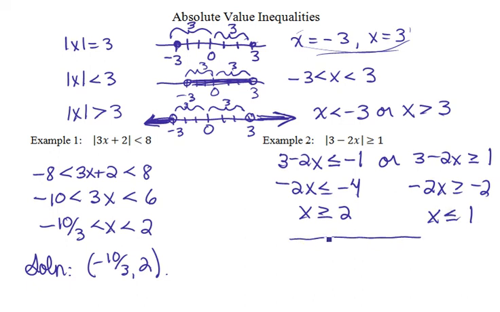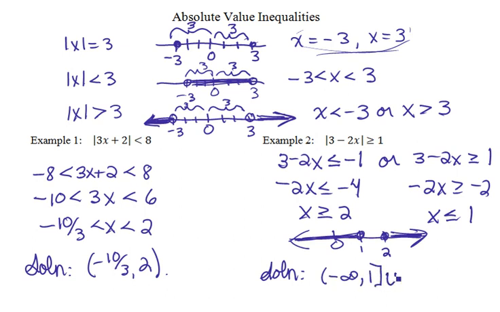Now if you have trouble thinking about how to write this, put it again on a number line. Okay, so this one says greater than or equal to 2. This one says less than or equal to 1. So our solution in interval notation would be from negative infinity to positive 1, including the 1, union, include the 2, off to positive infinity. So there are a couple examples, one of each type of inequality involving absolute values.